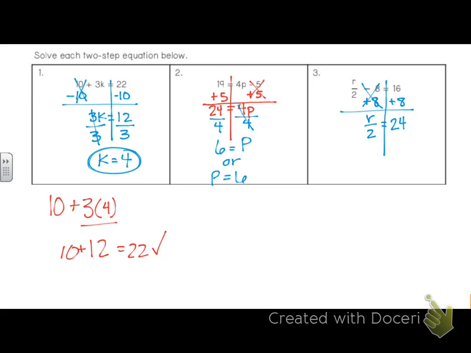And then lastly, I have to isolate my variable. Step 2, undo any multiplication or division. Here my variable is being divided by 2, so the opposite of dividing by 2 is multiplying by 2. So I'm going to multiply 24 times 2. So this side leaves me with r equals 24 times 2 is 48. So my final answer is r equals 48. And that is how you solve two-step equations. Step 1, undo addition or subtraction using inverse operations. Step 2, undo any of your multiplication or division using inverse operations.